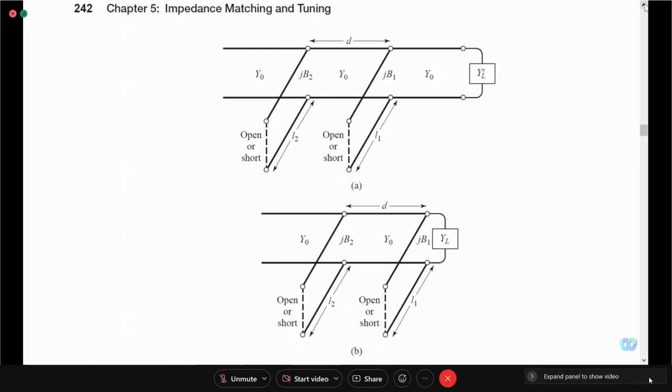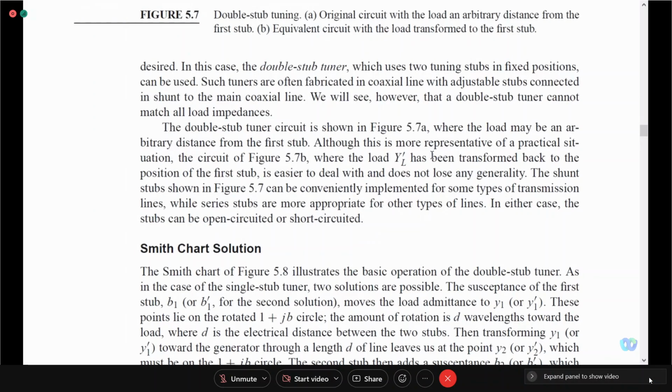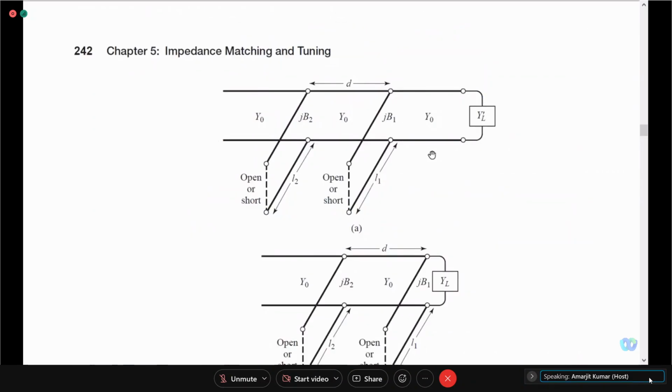So two things I told you. You can decrease the distance D, number one, or you can transform this YL dash if it is inside the constant conductance circle. So you can transform by adjusting the distance from the load to the first stub. These are the two solutions. Either you can change D or you can change the load distance. Hope you are getting all this discussion, what is happening here.